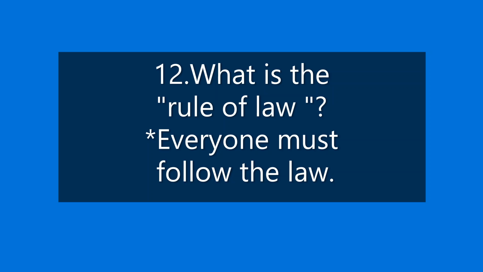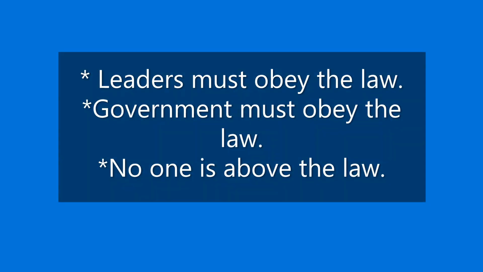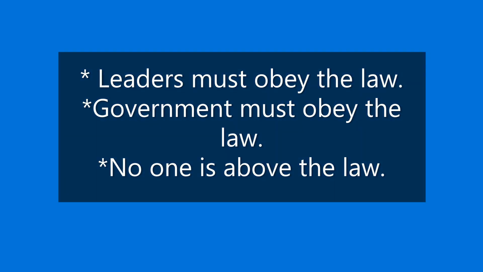Question number 12. What is the rule of law? The answer: the rule of law means everyone must follow the law. Leaders must obey the law, the government must obey the law, and no one is above the law. That's what the rule of law means.